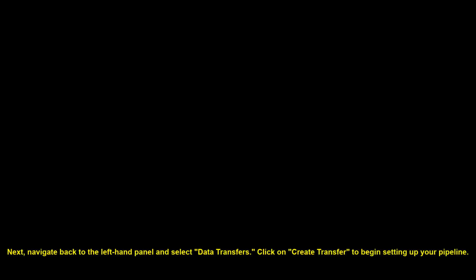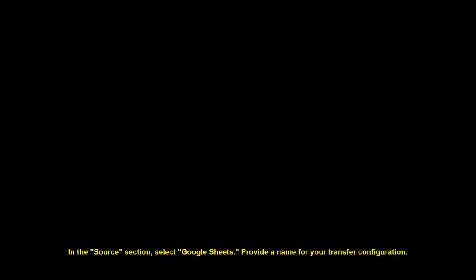Next, navigate back to the left-hand panel and select Data Transfers. Click on Create Transfer to begin setting up your pipeline. In the Source section, select Google Sheets. Provide a name for your transfer configuration. Enter the URL of your Google Sheets document in the designated field. Adjust the transfer schedule according to your needs.